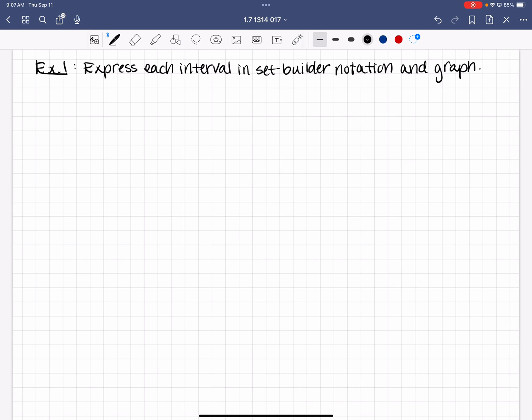So, set builder is the curly braces, okay? So A says we want -2 to 5 with a parentheses. Express each interval in set builder notation and graph. It's easier if we graph first, because I just draw my number line right here. And guys, if you want to put 0 on there, you can. You don't have to, but you can, so that you note that's where 0 is. Kind of have a reference point.